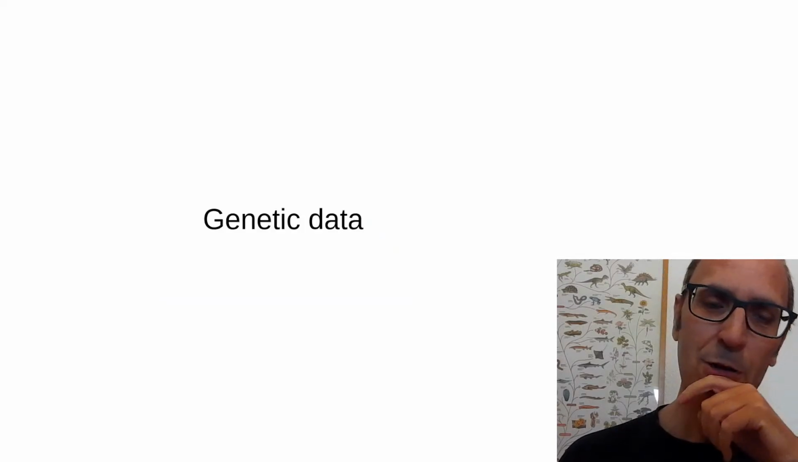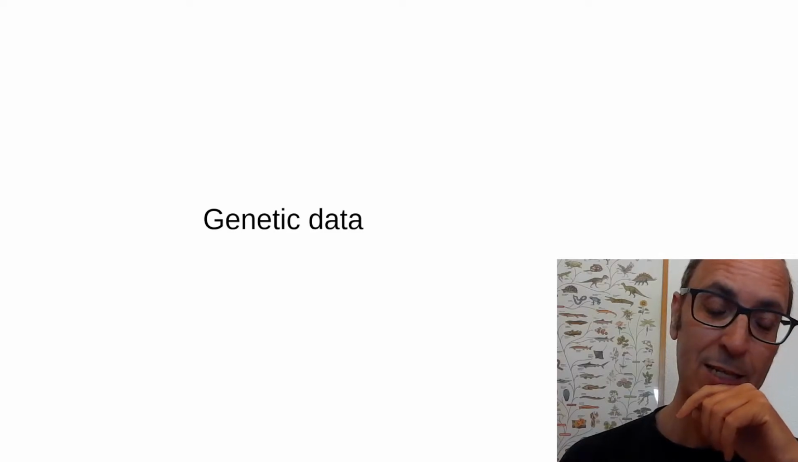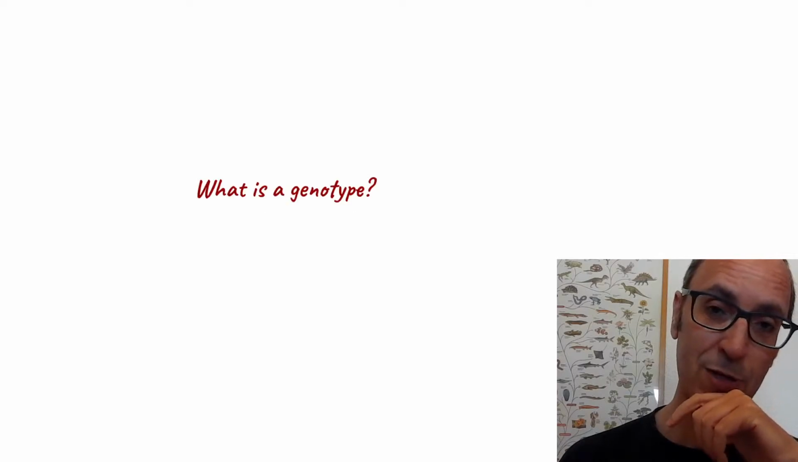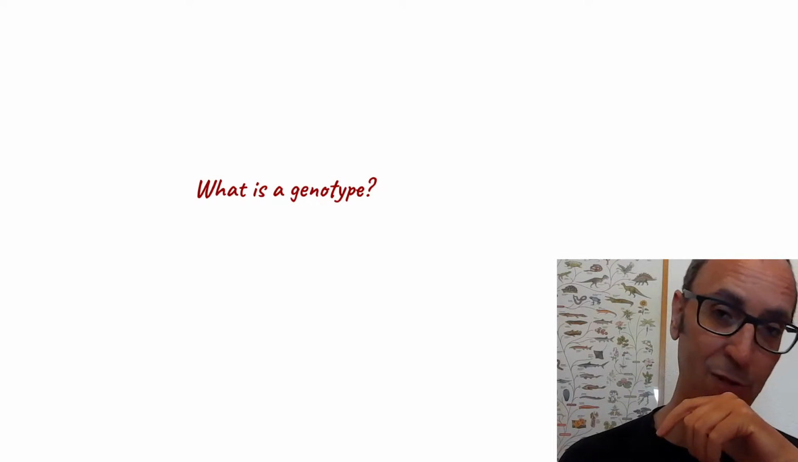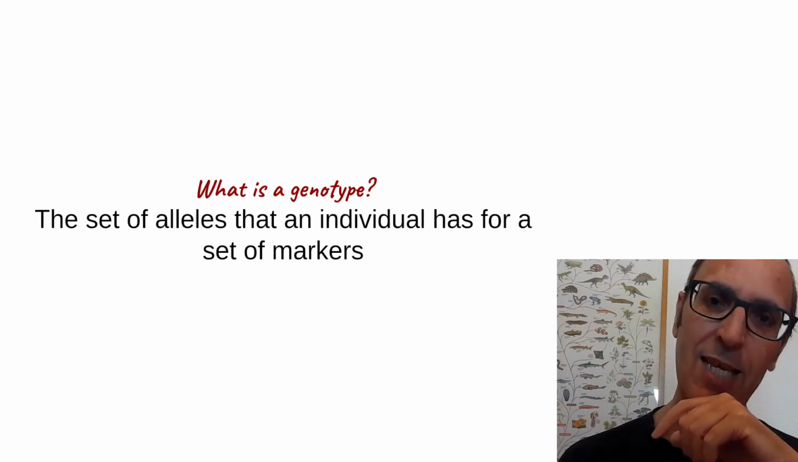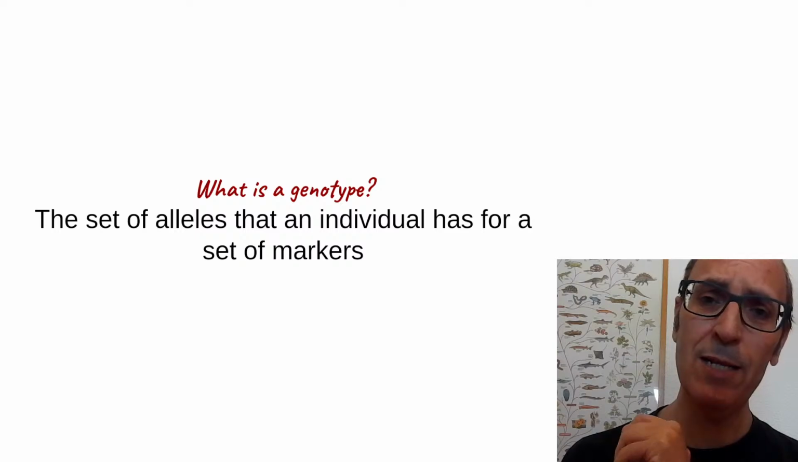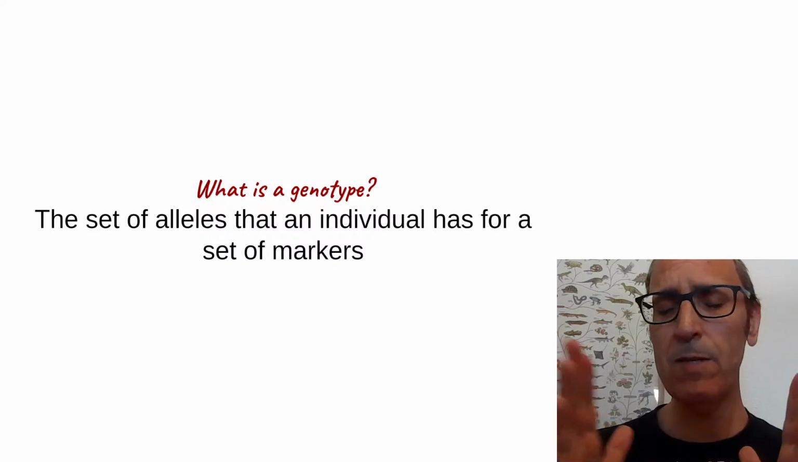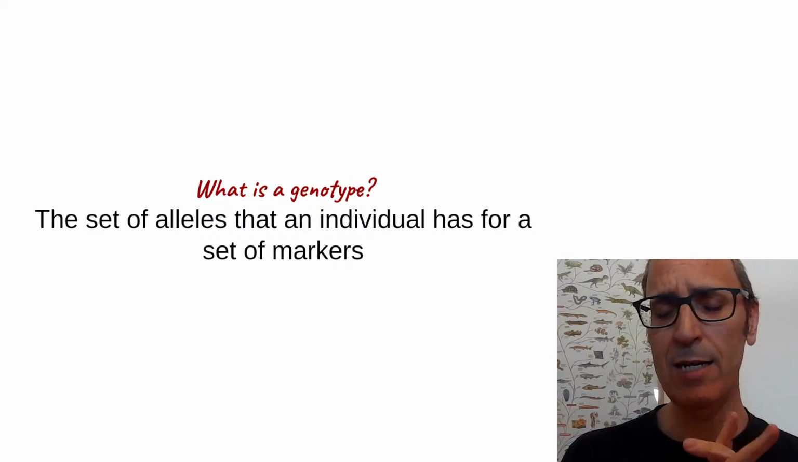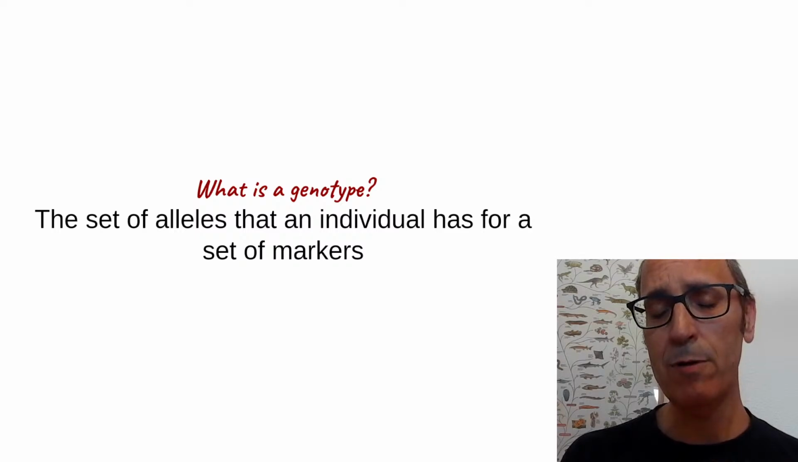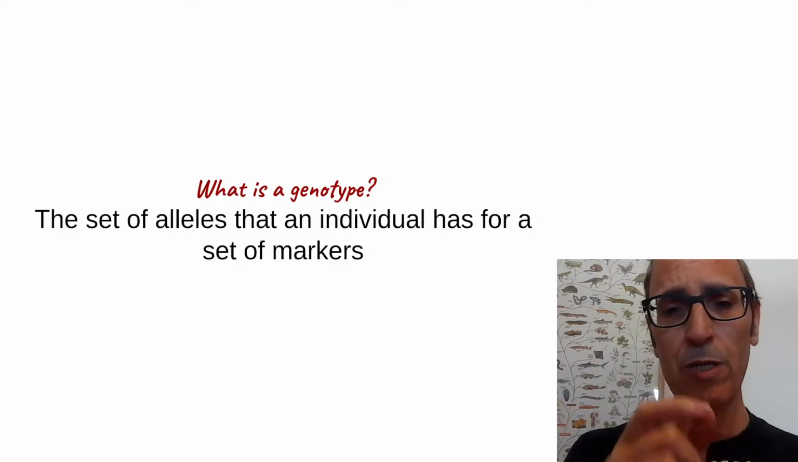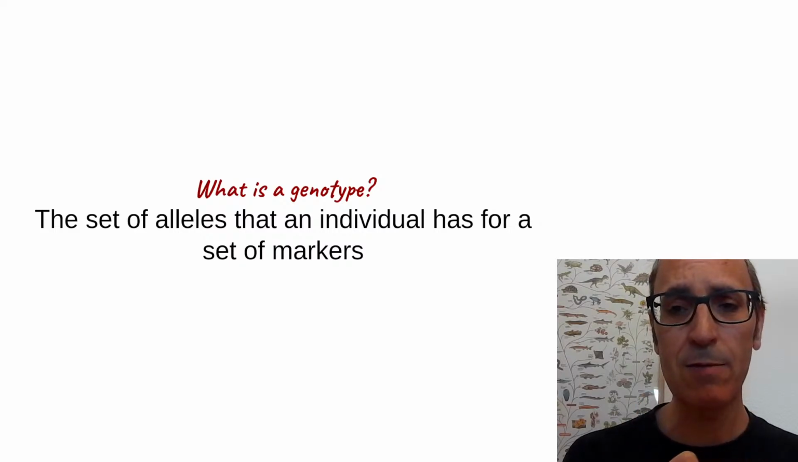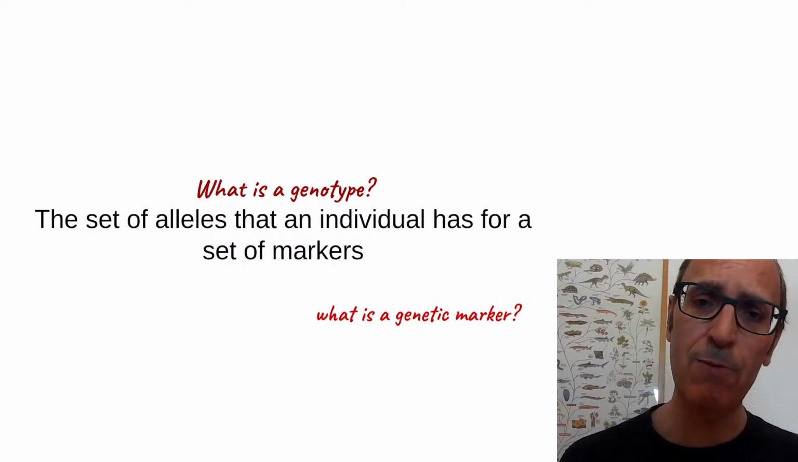If we talk about genetic data, this is data that is of particular concern to us. We will have genotypes. A genotype is the set of alleles that an individual has for a set of markers. So if we define, for instance, a set of SNPs in a genome, the genotype for one individual will be, for each SNP, which are the alleles that it has. Okay, this will be the genotype.